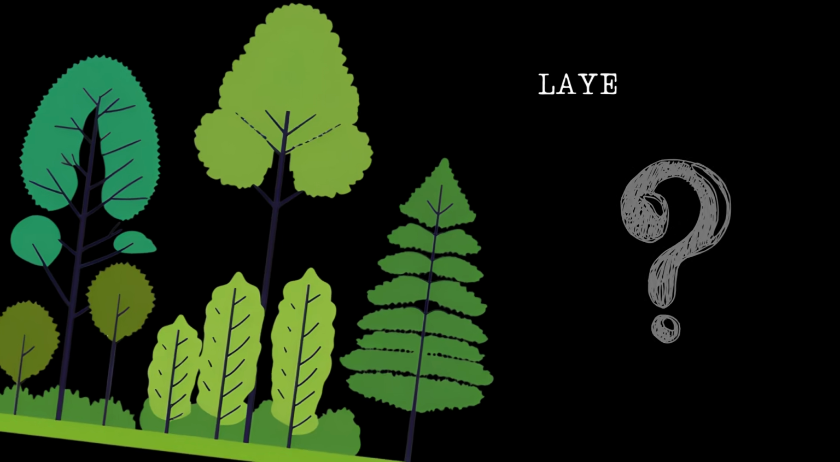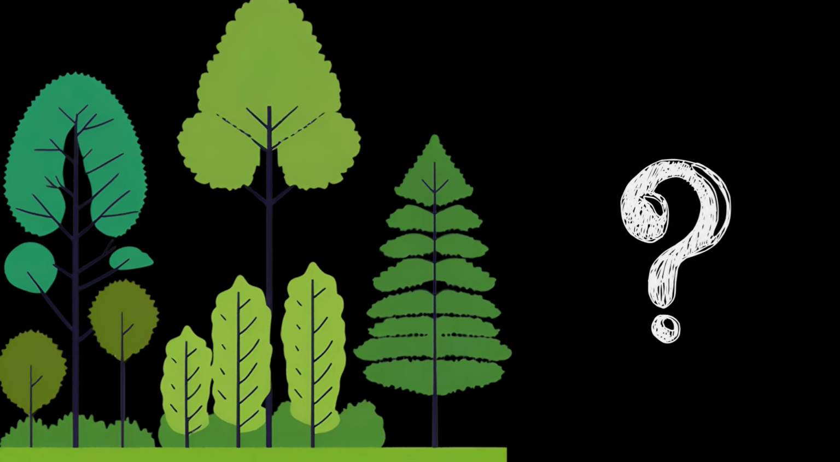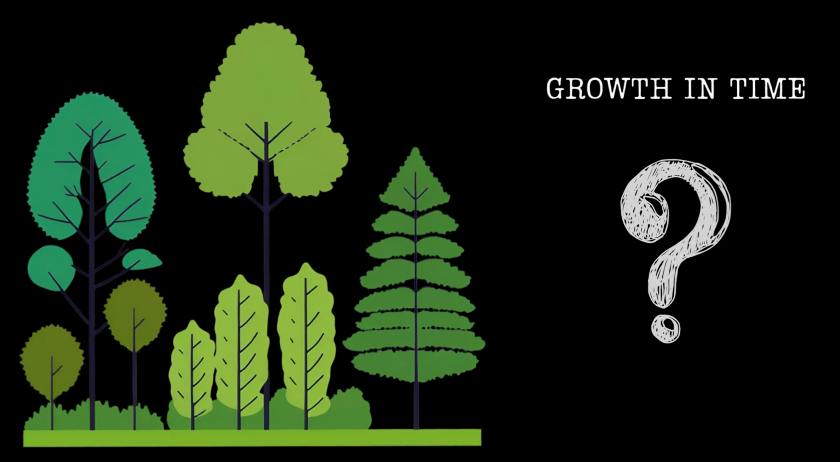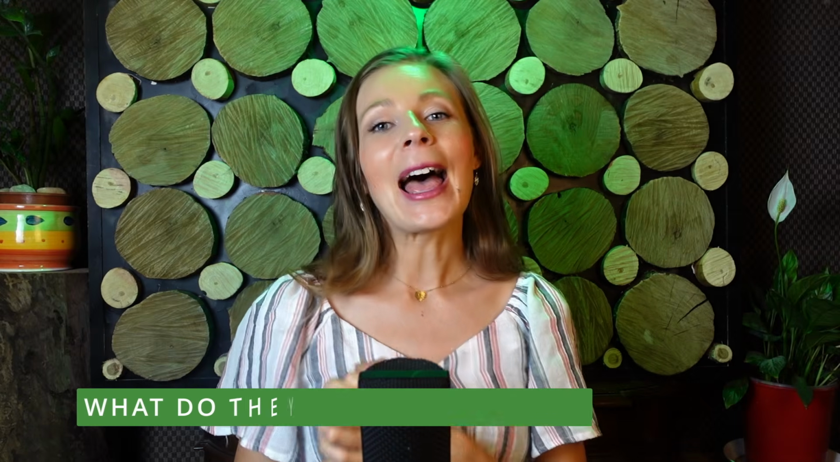And the plants and trees are chosen based on two main ideas: using different layers of space, like tall trees, shrubs, and ground plants, and their growth over time, so choosing plants that grow first and which come later. And what do these systems have in common?